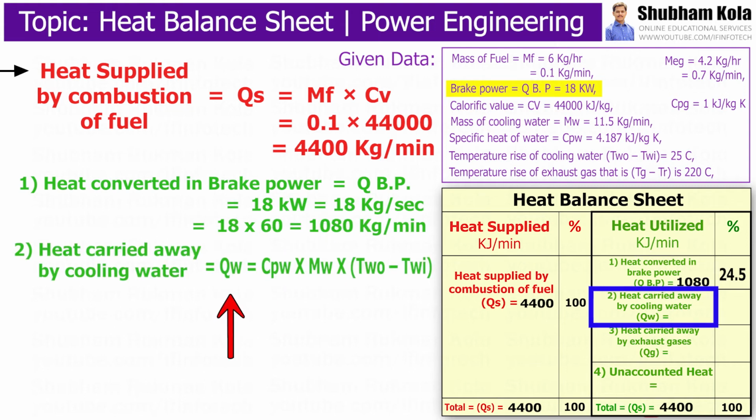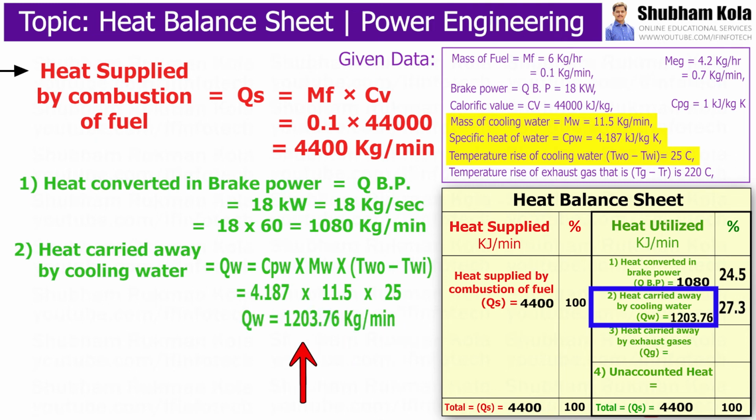And to calculate heat carried away by cooling water, that is QW is equal to CPW into MW into TWO minus TWI. Now put the value of CPW, 4.187 kJ per kg Kelvin, and mass of cooling water MW, that is 11.5 kg per minute, and temperature rise of cooling water, that is TWO minus TWI, is 25 degrees Celsius, and we'll get the value of heat carried away by cooling water, that is QW, equal to 1203.76 kJ per minute.